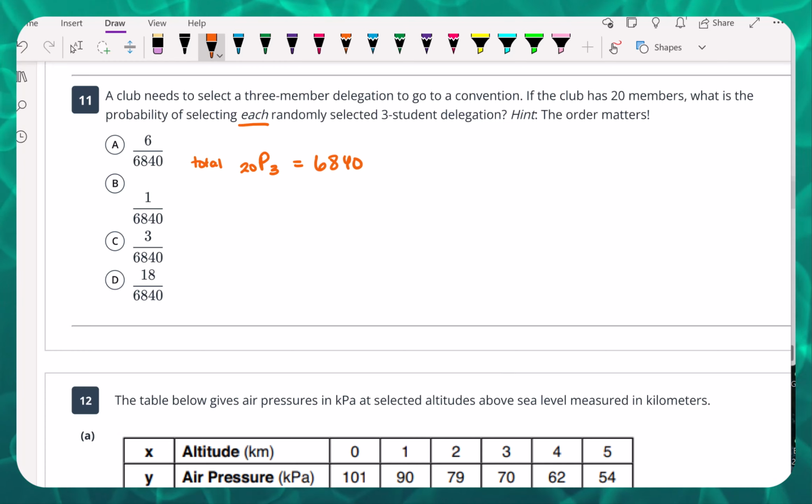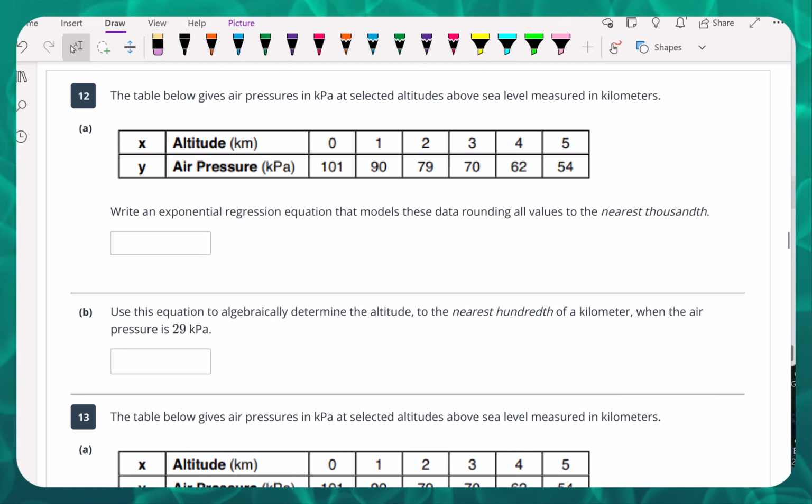But how do we do the numerator? So the numerator is going to wind up being, you've got 3 students going, and you're going to pick all 3 to go. So 3 out of 3 is going to wind up giving you 6 different possibilities, which is choice A.